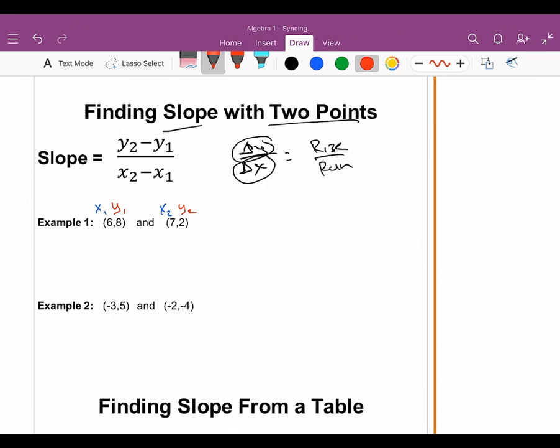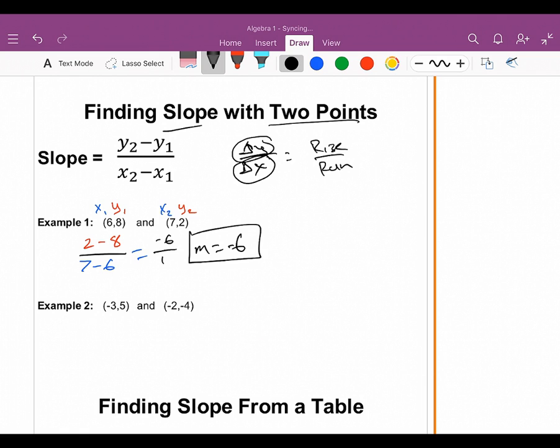So I'm going to take the 2 and the 8. So let's see, 2 minus 8. And I'm going to divide that by your x's. x2 minus x1, so the second x, 7, minus the first x, 6. That would give me, well, 2 minus 8 is going to be negative 6. And then 7 minus 6 would be 1. So your slope m is just going to be negative 6.